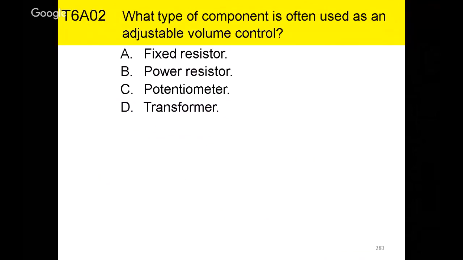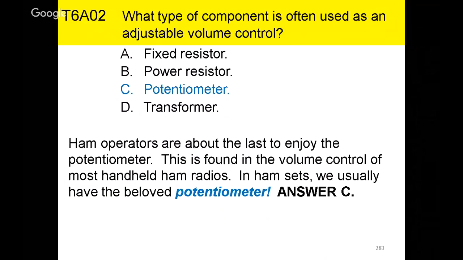Now we get into another type. What type of component is often used as an adjustable volume control? Not many people have used this term, but it's simply what's called a potentiometer. And ham operators are about the last to enjoy the potentiometer. This is found in the volume control of most handheld ham radios and ham sets. We usually have the beloved potentiometer. So that's what your volume control is, a potentiometer.